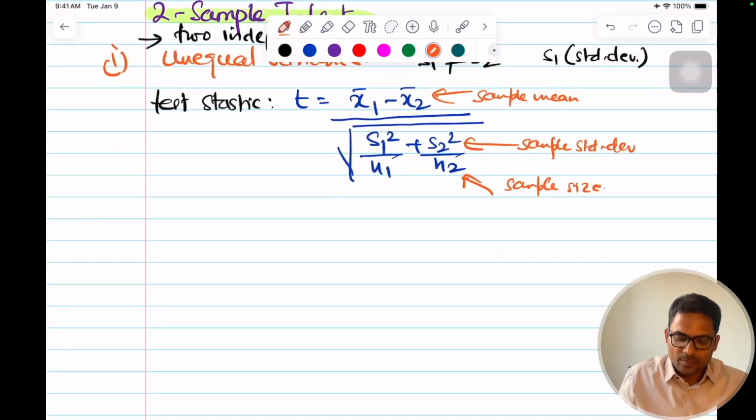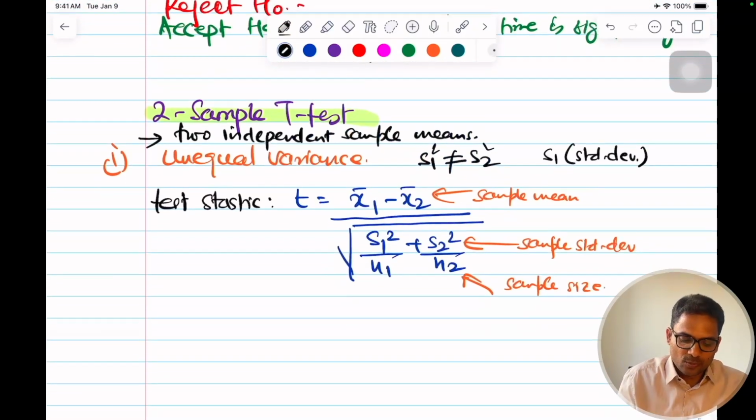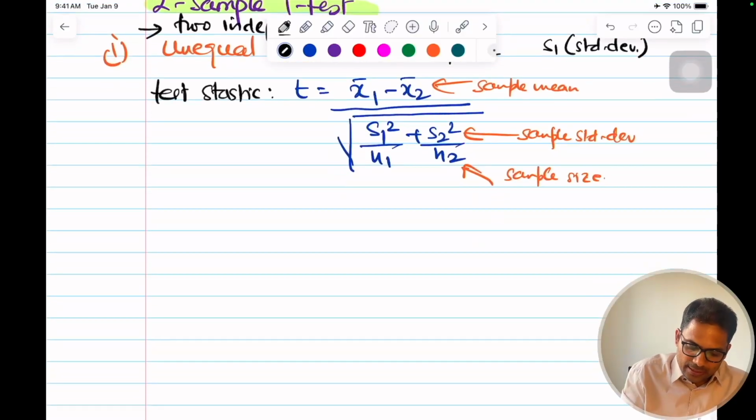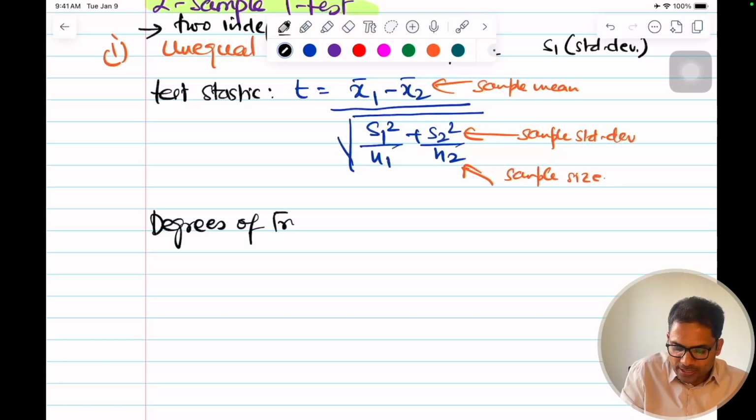But the degrees of freedom, the way you calculate here, is also called the Welch formula. Because the variance is unequal, the degrees of freedom calculation is a bit different. So we calculate, so this is given like this. It is kind of V.